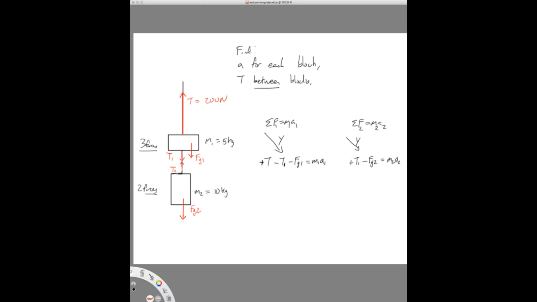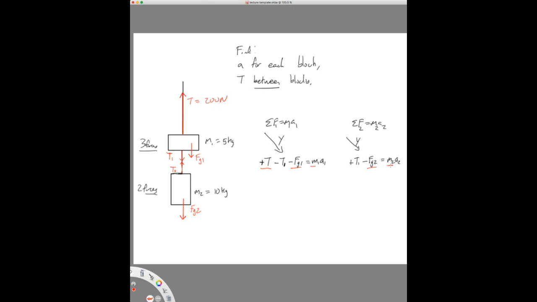And let's go through and see what we know. So we know the tension T, it's given in the problem, 200 newtons. But we do not know T1. I mean, maybe we know it, but as far as I can tell, we don't know it. Force of gravity 1, do we know it? Well, yes, because we know the mass, and we know the force of gravity is just mass times g. So we know Fg1, we know M1. So there's two unknowns in the equation. On the other equation, T1 is still unknown, but we know force of gravity 2, we know mass 2.